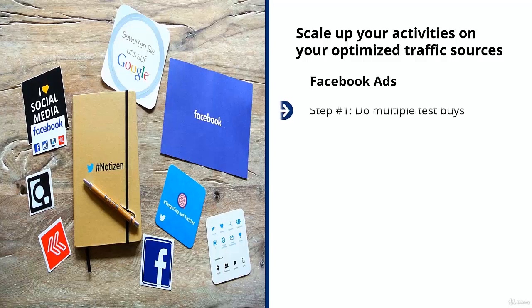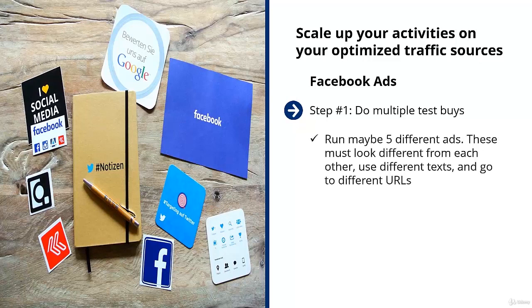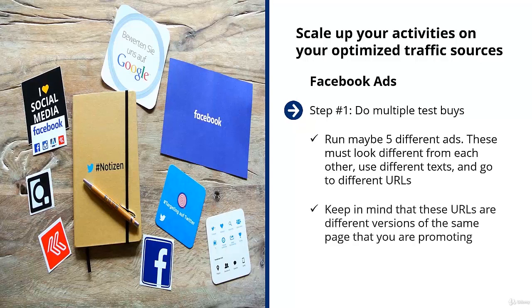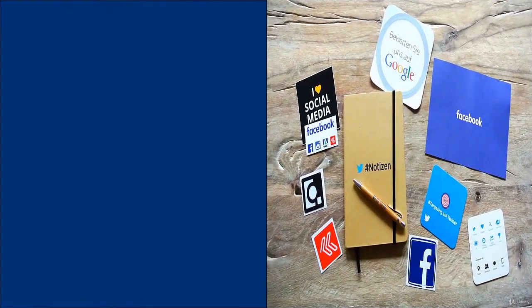Facebook ads. Step number 1, do multiple test buys. Run maybe 5 different ads. These must look different from each other, use different texts, and go to different URLs. Keep in mind that these URLs are different versions of the same page that you are promoting. The URLs are different because they are tracking URLs. Spend very little money at this stage. A $1 daily ad buy per ad is a good idea if you're testing 5 or more ads.